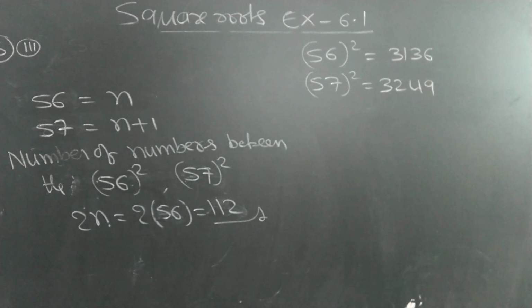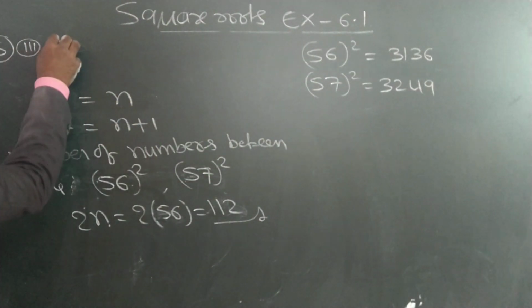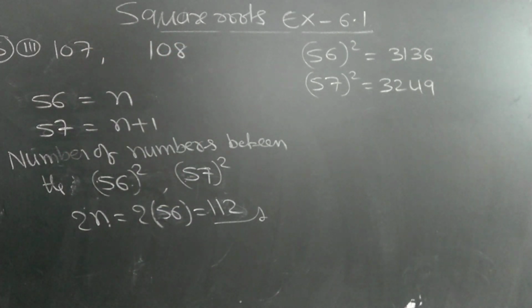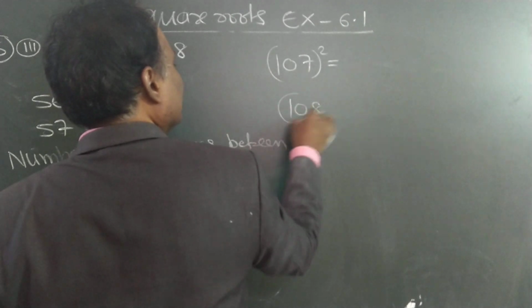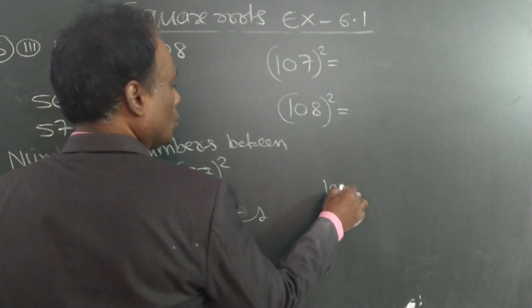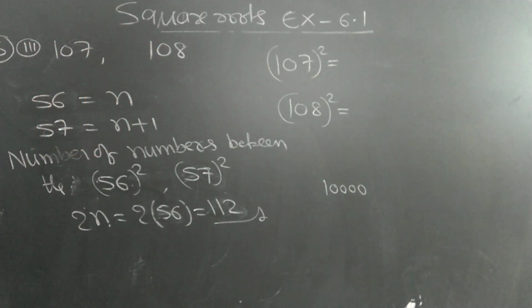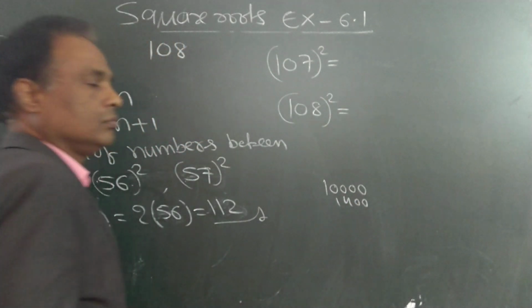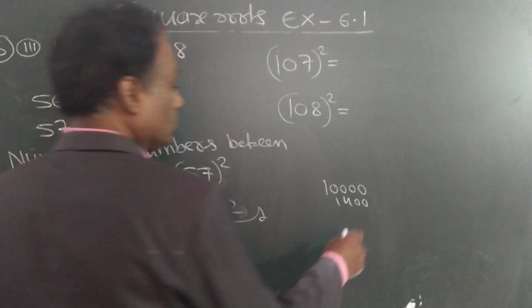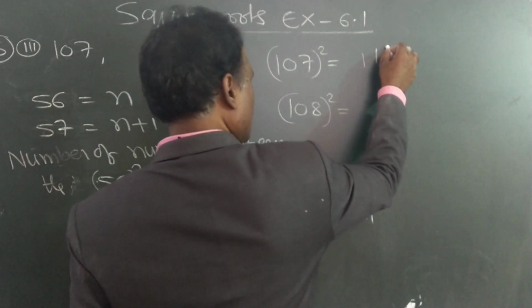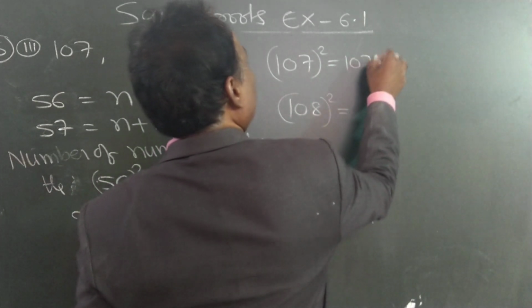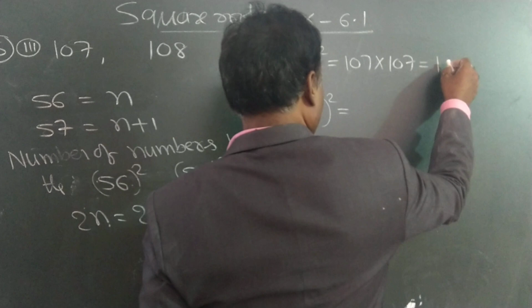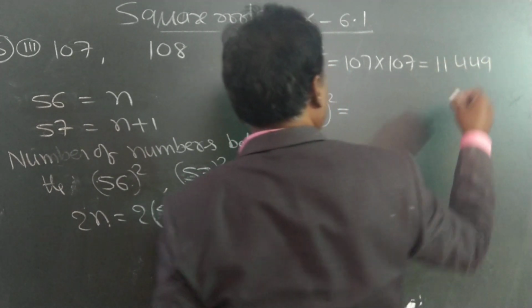Same way, 107 and 108. It may be wrong, actually it is not necessary, I just tried. 107 into 107. Whole square means what? 107 into 107. If you multiply, you may get 11,449 maybe.